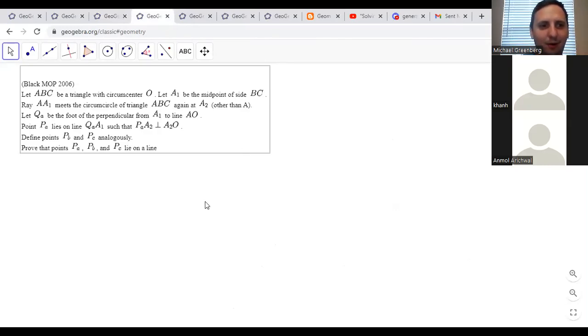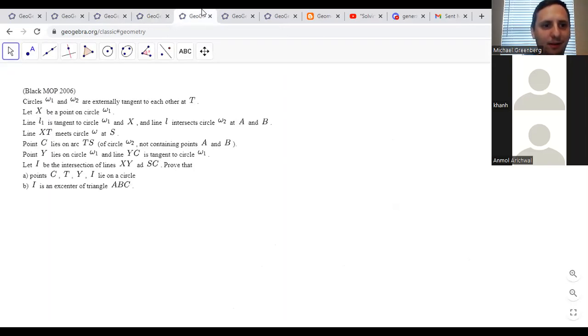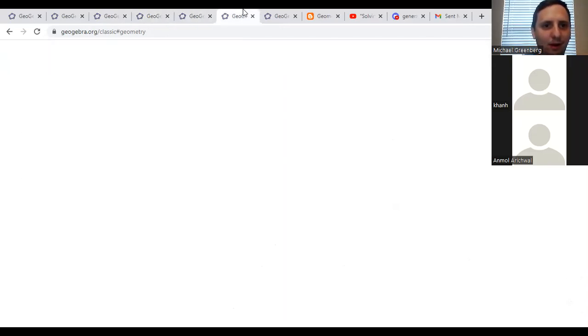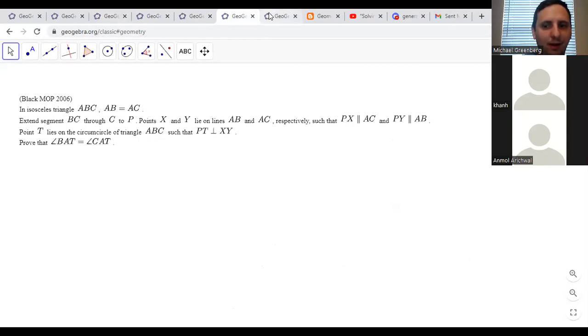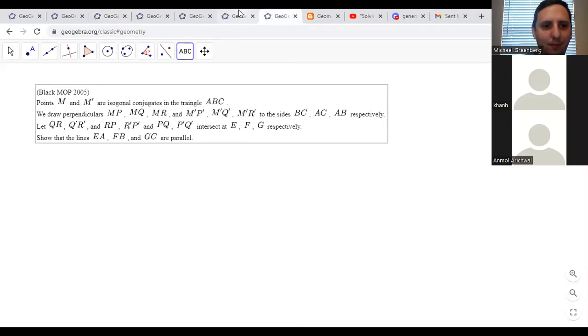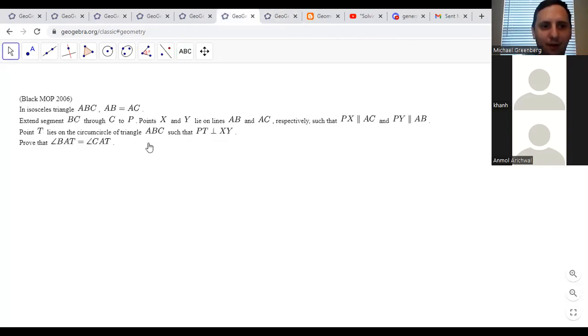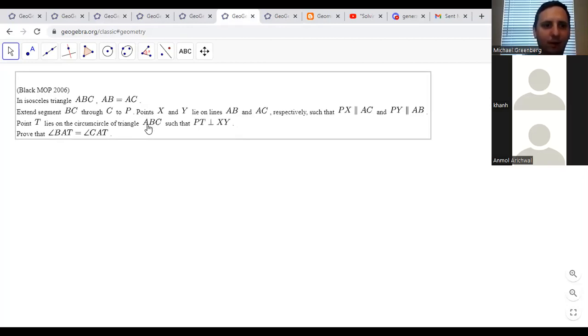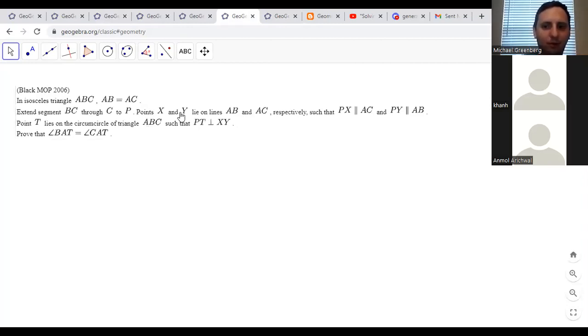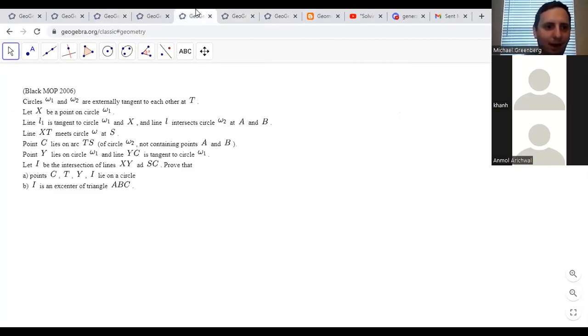This one looks kind of hard. It's still from Black MOP. Let's see. This one's kind of interesting. You guys can choose. So here's a problem on isogonal conjugates. This looks like an easier isosceles triangle problem, although I'm not sure it's that easy.